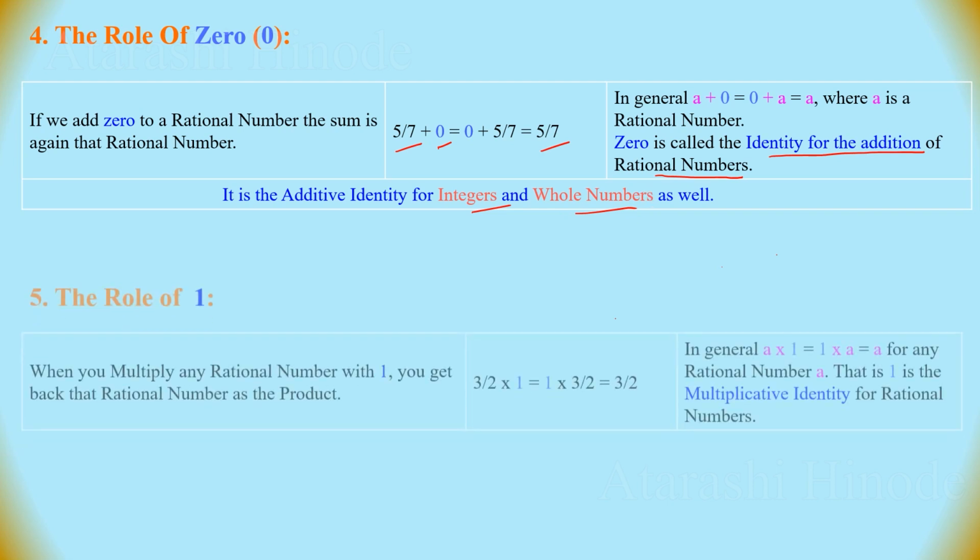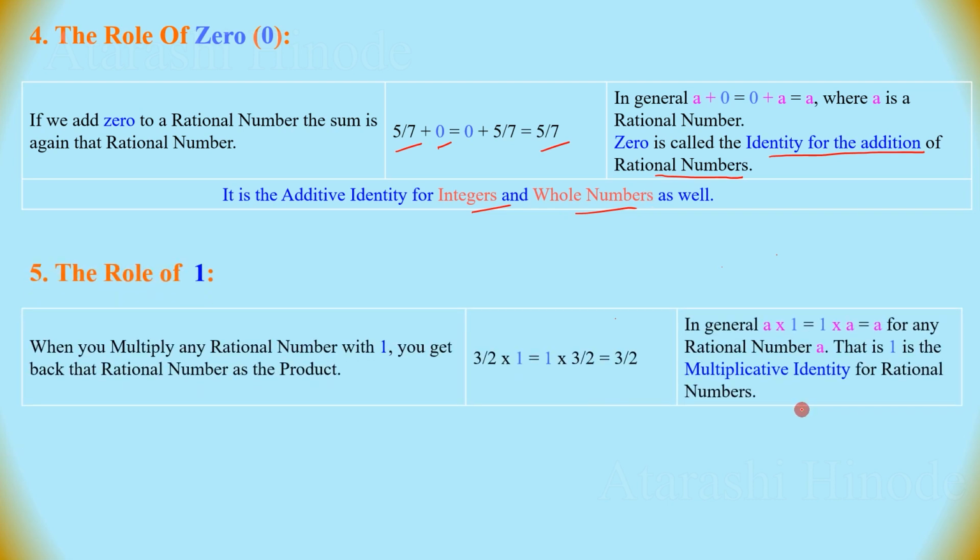Next, role of 1. As for the whole numbers and integers, for rational numbers also, 1 is the multiplicative identity. That is, when we multiply any rational number with 1, you get back that rational number as the product.